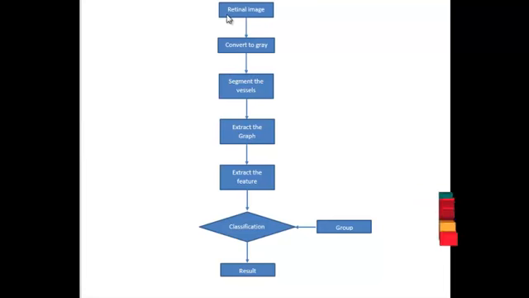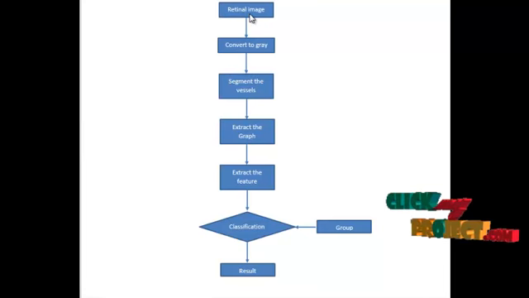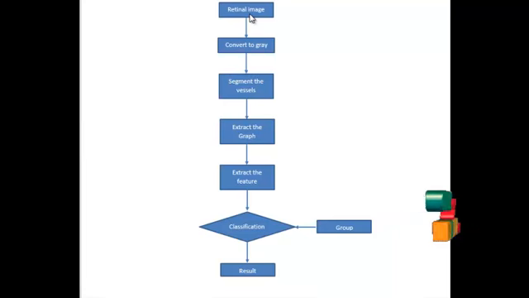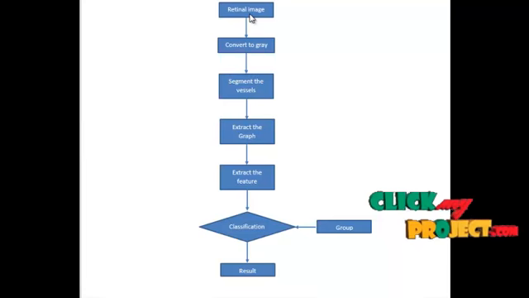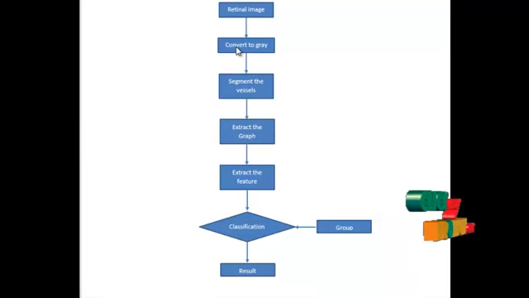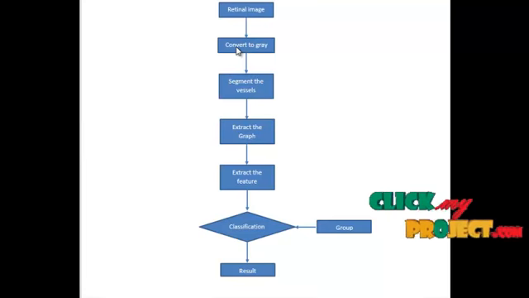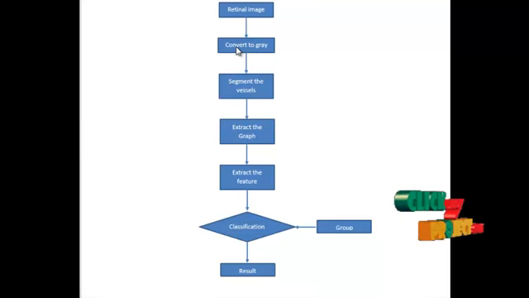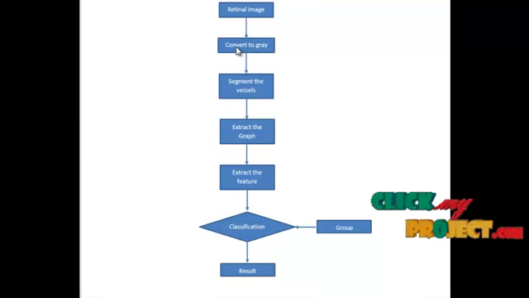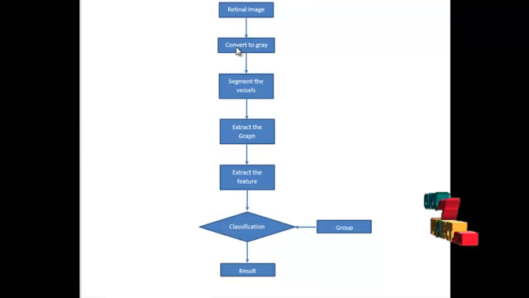First, we give the retinal image. It is the input image. The retinal image contains the fovea, optic disc and vascular trees. Now we convert the retinal image into a gray level image. In this process, we extract the red, blue or green band from the color image, so the color image is converted to a grayscale image.